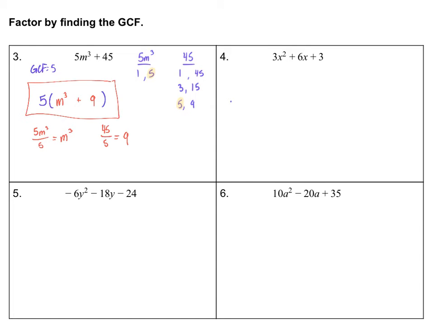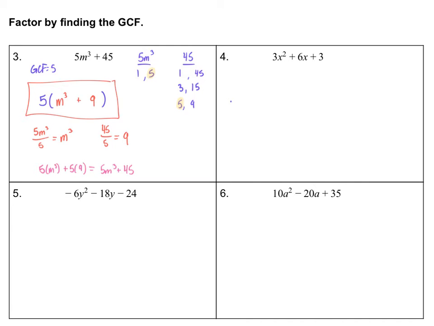All right, the way we can check is by distributing it back in. So if I distribute, 5 times m cubed is 5m cubed, and 5 times 9 is still 45. So we get back right where we started. All right, so factoring is kind of, remember, just the opposite of distributing. So let's go to number 4.